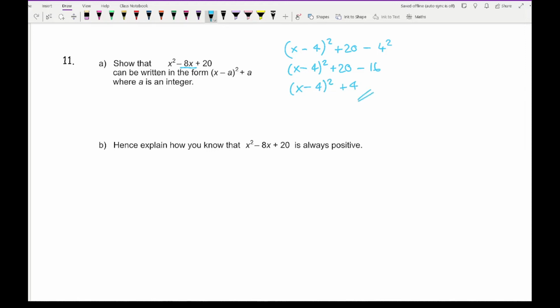Then it says, hence explain how you know that x squared minus 8x plus 20 is always positive. Well, it's always positive as we have a plus 4 as a constant.